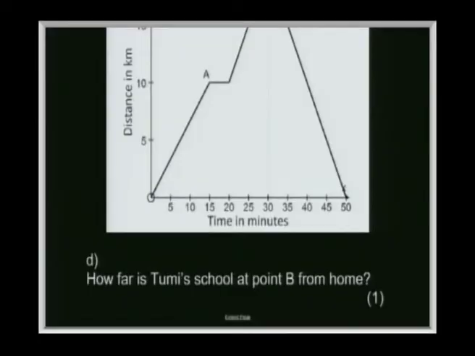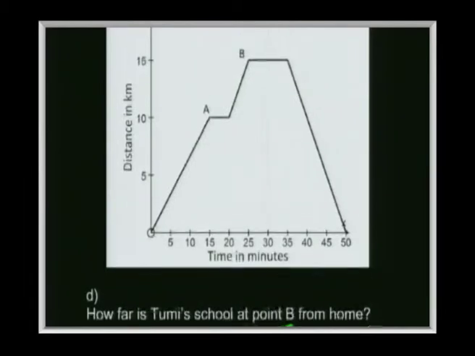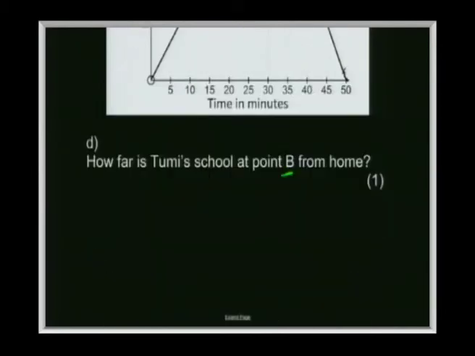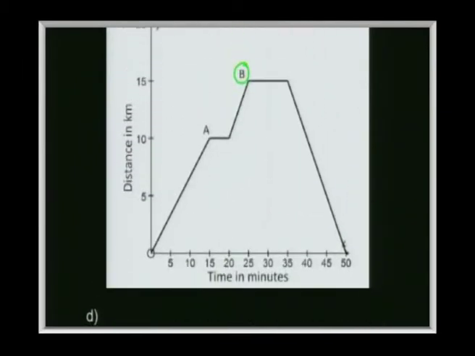Next, D. How far is Tumi's school at point B from home? Well, once again, how far means that we're going to be looking at distance. And if you look at our graph, distance is over here on the vertical axis, and you need to tell me at what distance does the car with Tumi in it, well, they've already dropped Mpho off, how far away is it from home?